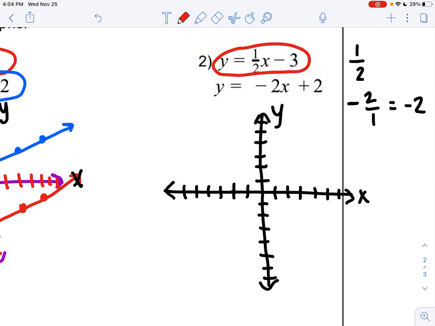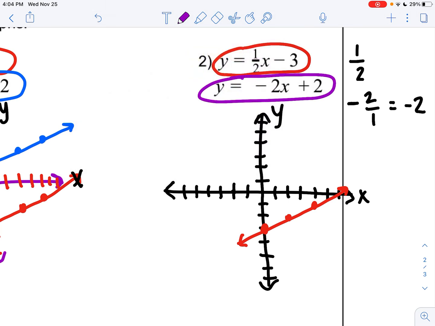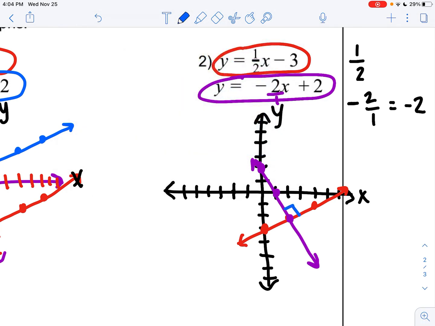So hopefully, if I drew the graph right. We're going to start with the -3, and we're going to go down on the y-axis. And then we're going to rise 1, run 2. Rise 1, run 2. Okay, that's one of my lines. Then we're going to do this one in purple. We're going to go up 2 on the y-axis. Now, if it's not a fraction, make it a fraction. So put it over 1, and we're going to go down 2 to the right 1. Down 2 to the right 1. Now, when these intersect, they're going to make a right angle. So here, oops, this is a right angle right there. Okay, so those are perpendicular lines.